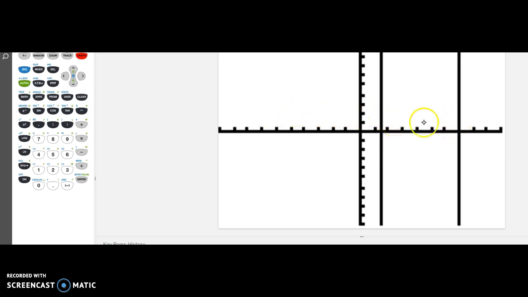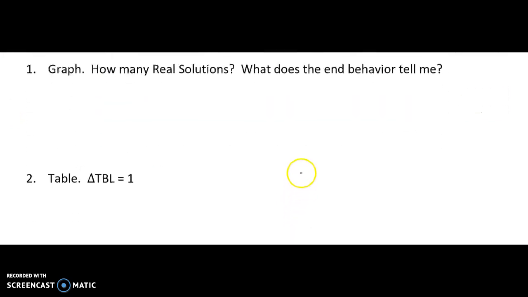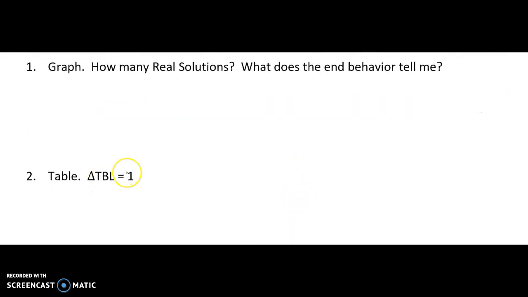And maybe there's some further to the left and the right that aren't showing up on this window. I'm not sure yet, but I see at least two, and they're both positive. That's going to help me in this next step. I'm going to go to the table and have delta table be 1.